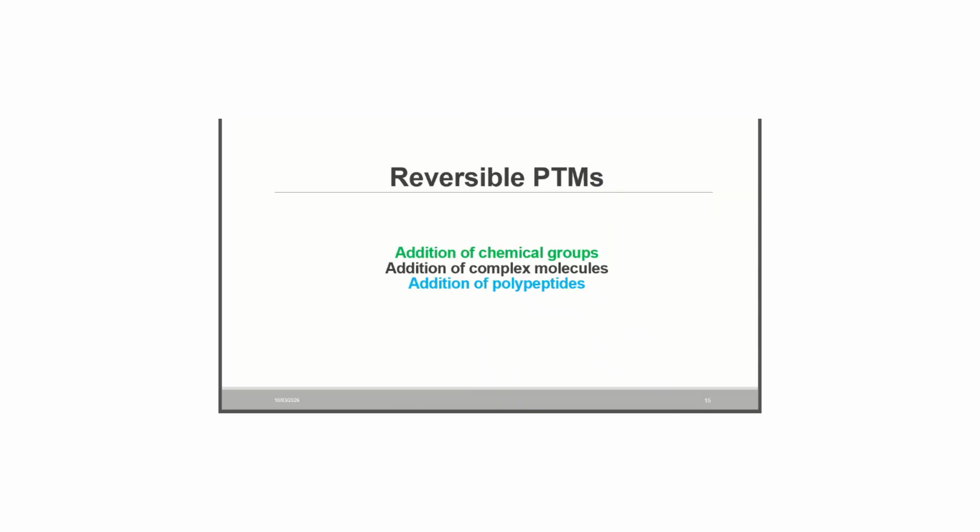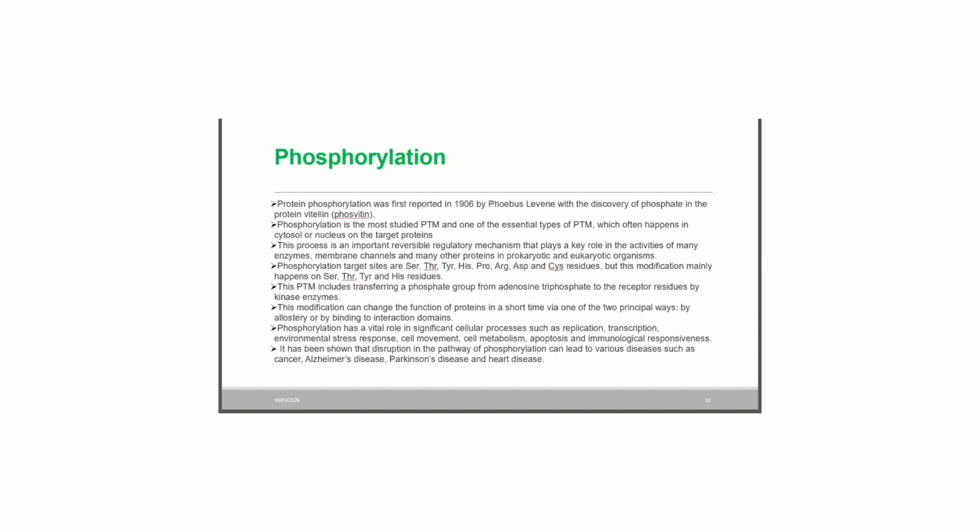So let us first speak about the reversible post translation modifications, which are three: addition of chemical groups, addition of complex molecules, and addition of polypeptides. So first we have phosphorylation. Protein phosphorylation was first reported in 1960, and it is the most widely studied post-translation modification.